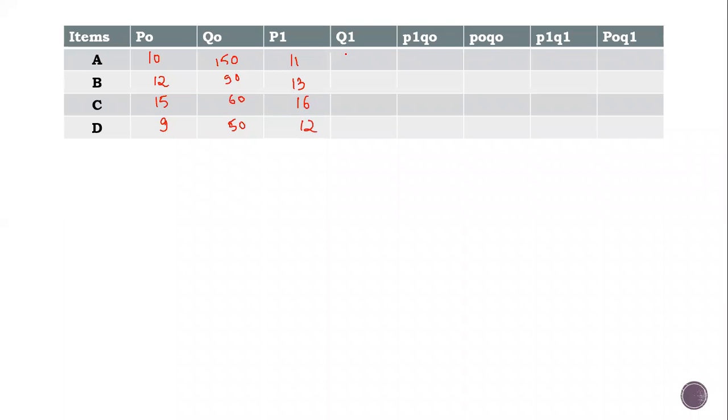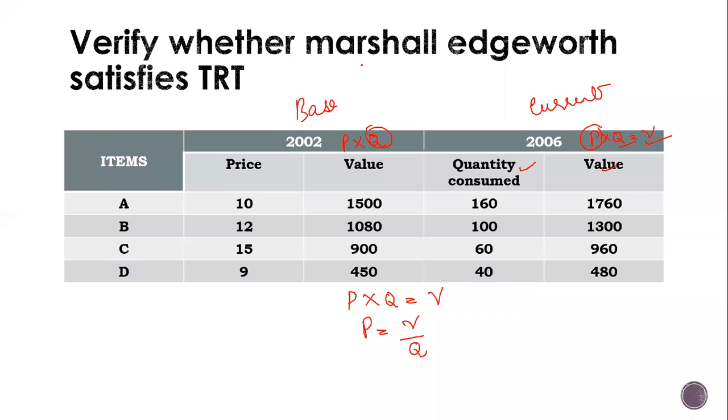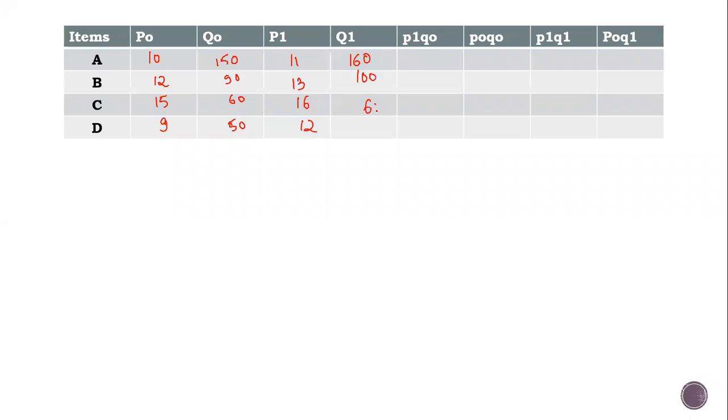Okay, quantity 160, 100, 60 and 40. Okay, quickly give me the answers, the values of this. P1, Q0. First one, 1650, okay. 1770, 960, 600. And the total of this, 4380. Good.